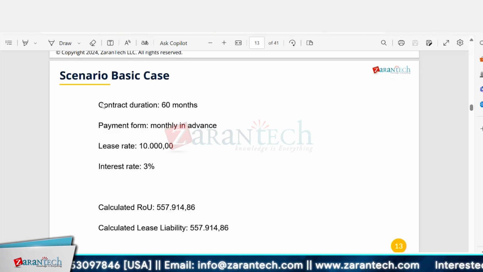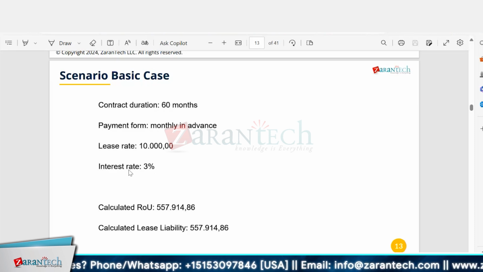Scenario based case. Contract duration 60 months. Payment form monthly in advance. Lease rate 10,000 per month. Obviously, it will be per month, right? Now, if it is 10,000 per month and 60 months are there, then it should be 6 lakh per contract across the tenure, right?